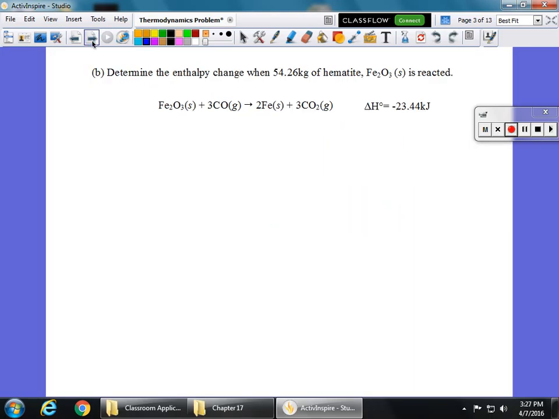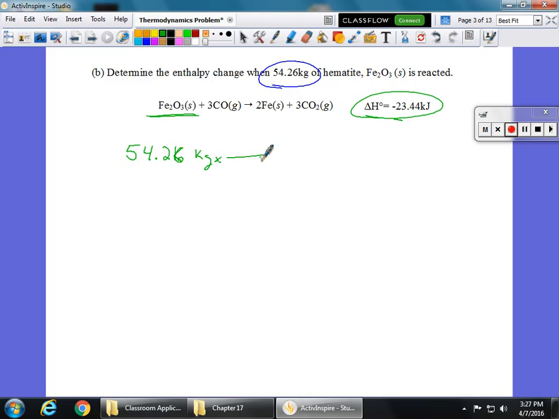Let's look at part B. Part B asks us to find an enthalpy change when this mass of hematite is going to be converted. So this is our amount of the hematite. I'm going to, again, start with that quantity. And if you'll see, not only did I put in the balanced chemical equation, the enthalpy is our delta H. So for this reaction, every 1 iron oxide that gets reacted, every 1 hematite, is going to give me negative 23.44 kilojoules. It's going to be released.